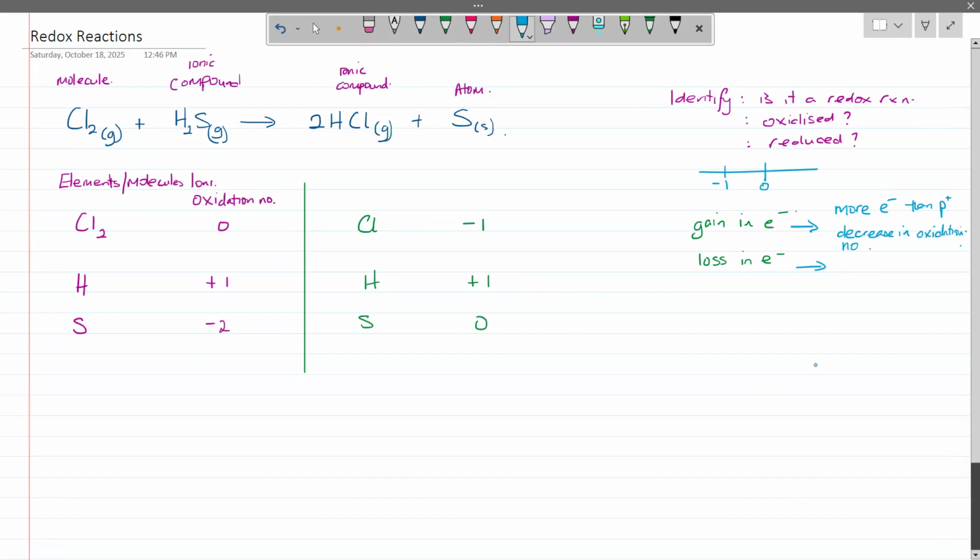If I lose electrons, then I have fewer electrons than protons, so it becomes more positive. If it becomes more positive, that means I'll go this way on the number line. So that'll be an increase in oxidation number. Agreed? So let's think about these changes in oxidation numbers.